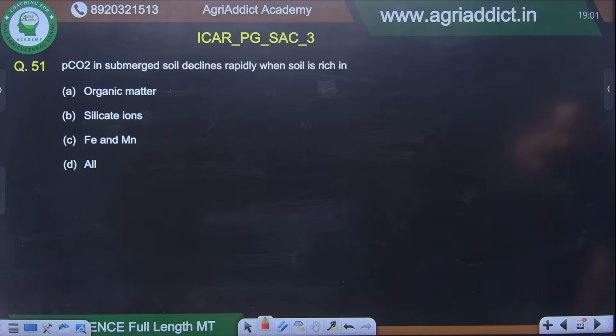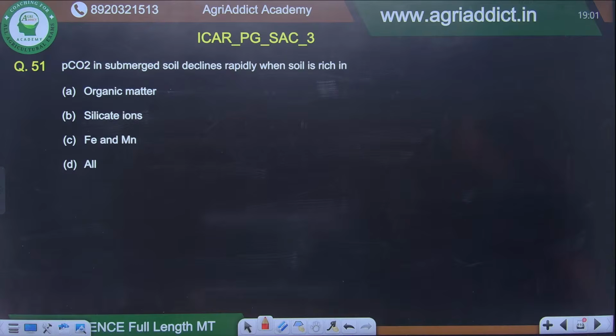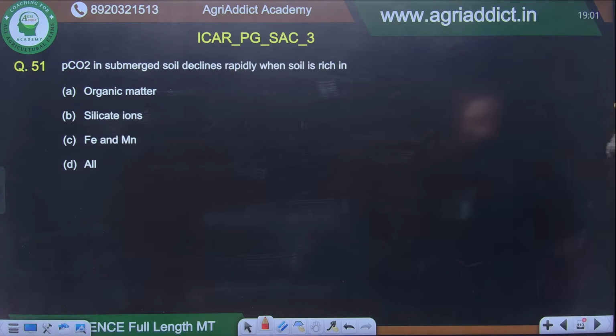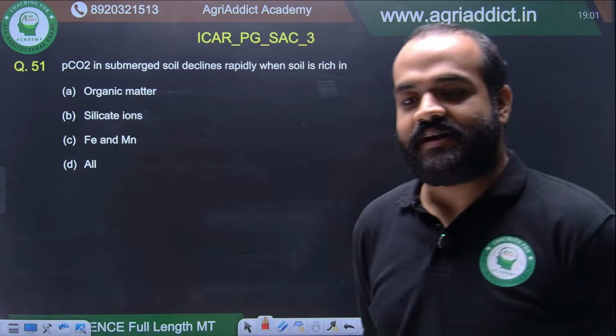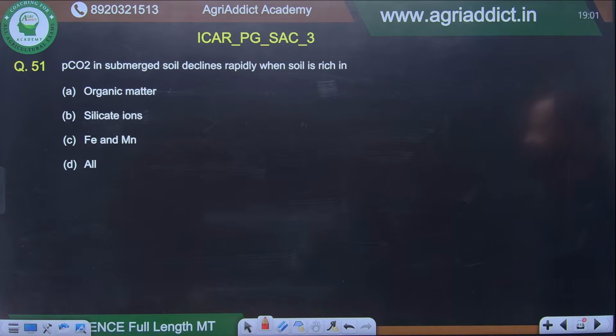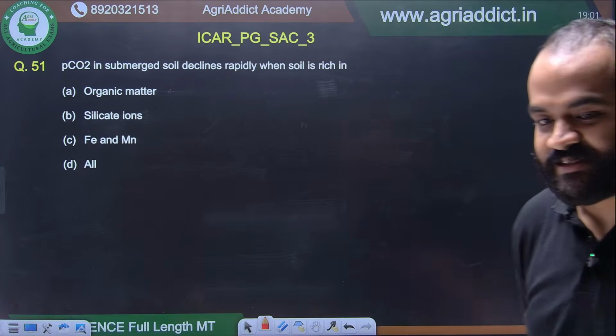Partial pressure of carbon dioxide in submerged soil declines rapidly when soil is rich in. This is also a very conceptual question. I would be very impressed if you can answer this. Let's see. PCO2 in submerged soil declines rapidly when soil is rich in: organic matter, silicate ion, Fe and Mn, all. This is a very, very brilliant concept. And if you can answer this, definitely I will be very impressed.